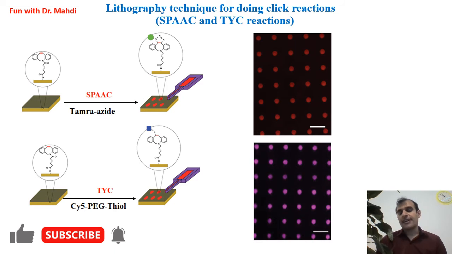Cy5 is violet, and again, you can see the violet dots. When we have violet dots, it means we have Cy5 PEG thiol on the surface, and when we have Cy5 PEG thiol on the surface, it means the click reaction between thiol and alkyne has taken place. The click reaction was successful.